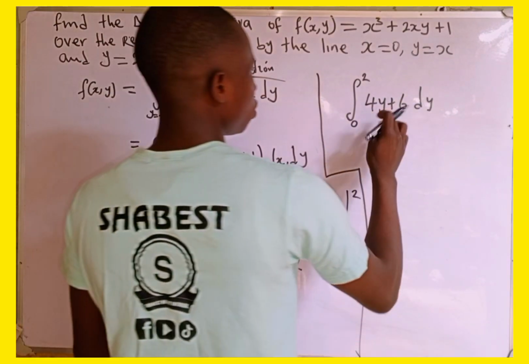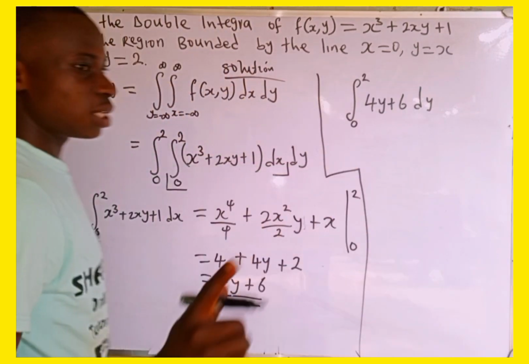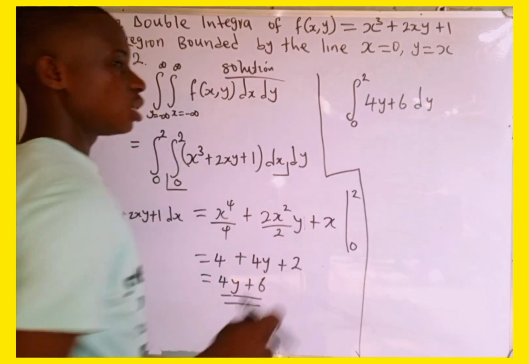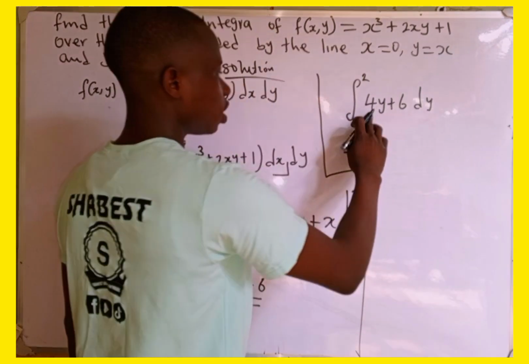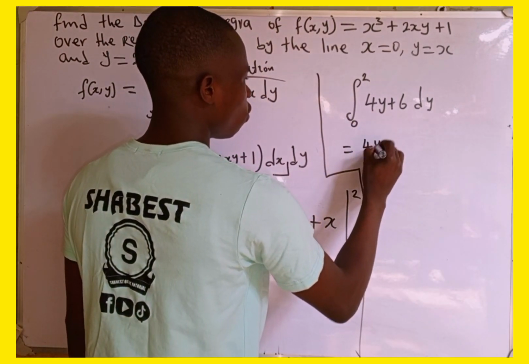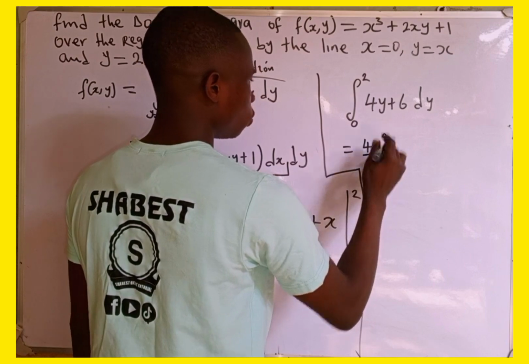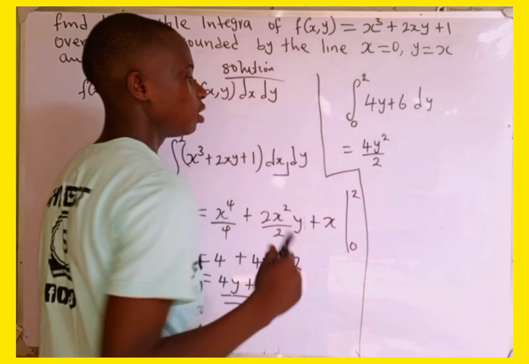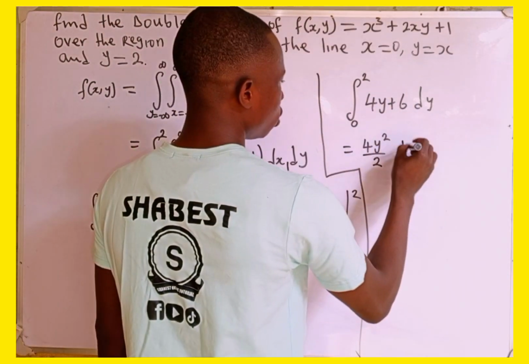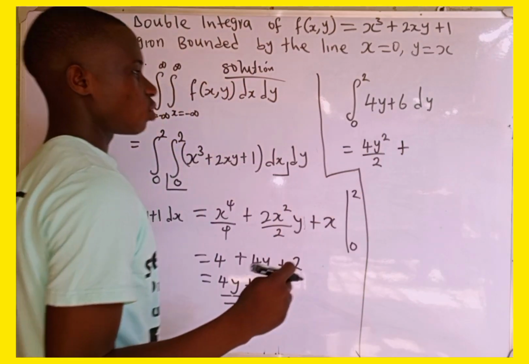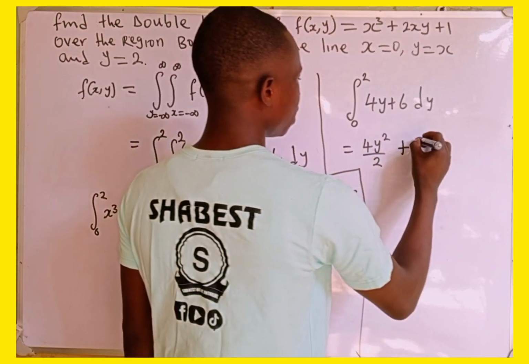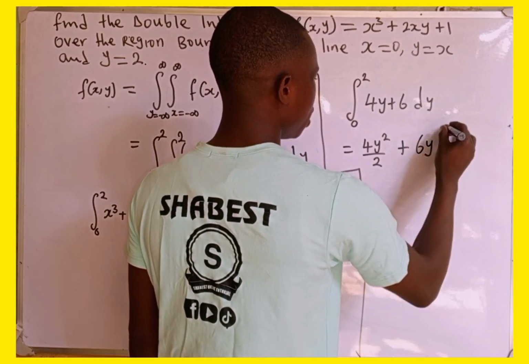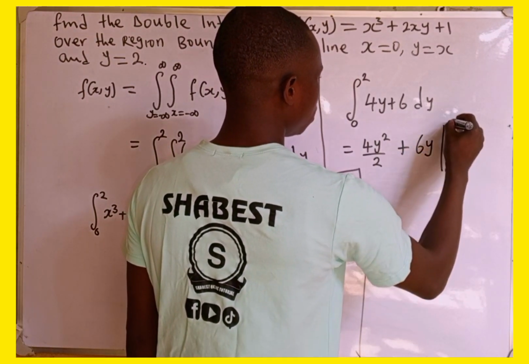Now we treat all terms without y as constant and integrate with respect to y. If you integrate 4y with respect to y, we have 4y to the power of 2 over 2, since we add 1 to the power and divide by the new power. Plus, we treat 6 as a constant, so we multiply y by 6, which is 6y. The lower bound is 0, then to 2.